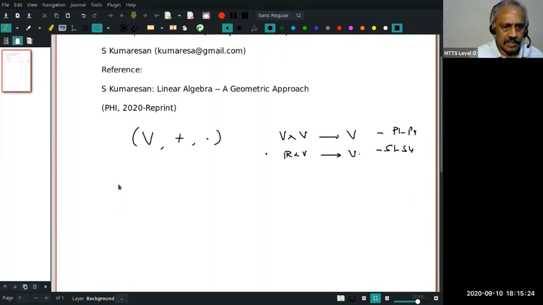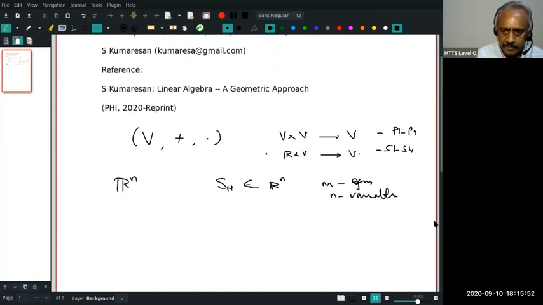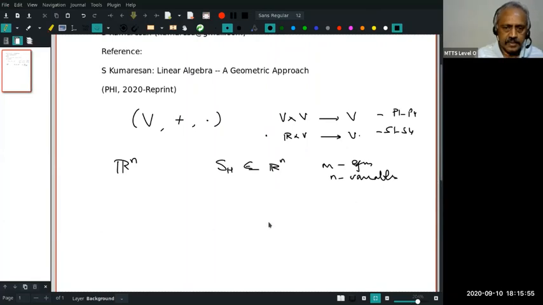Now we had already seen Rn with vector addition and scalar multiplication. Also we have seen that if I have a system of homogeneous equations, then SH, the set of solutions of the homogeneous system, is also a vector space. Notice that the elements are subsets of Rn, assuming there are m equations in n unknowns.